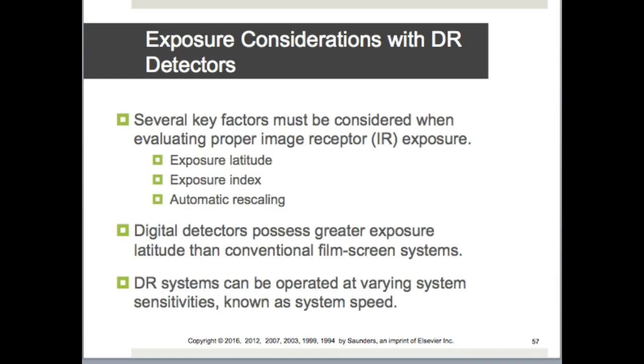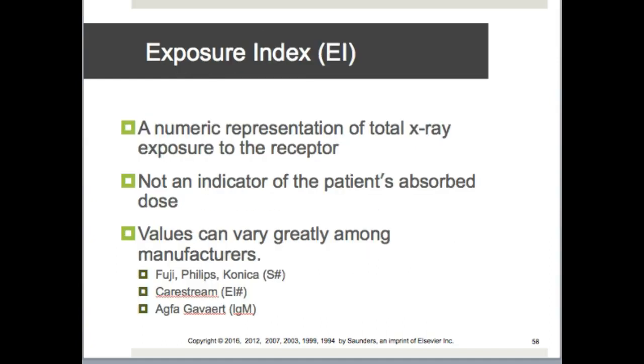Okay, so exposure considerations with DR detectors. Several key factors must be considered when evaluating proper image receptor exposure. You need to look at your exposure latitude, your exposure index, and your automatic rescaling. Digital detectors possess greater exposure latitude than conventional film, so you are able to use a wide range of techniques and you can get away with it. When we had film, there was no getting away with it. DR systems can be operated at varying system sensitivities known as system speeds. The faster the system, the greater the reduction in quality. The slower the system, the better the detail we're going to see.